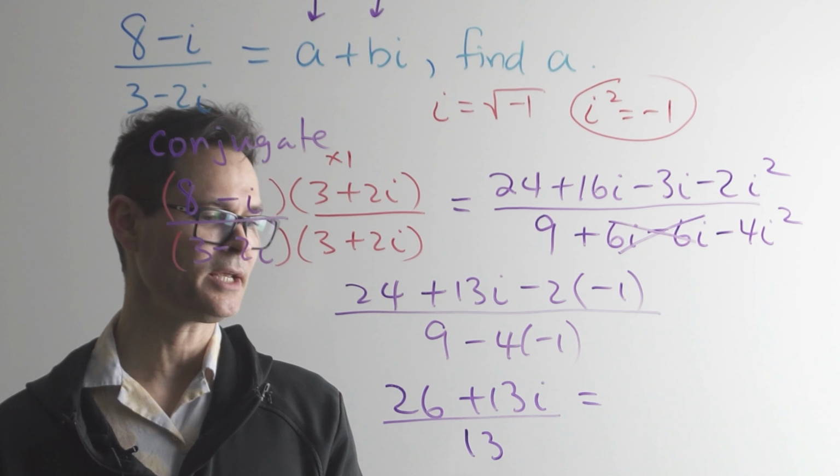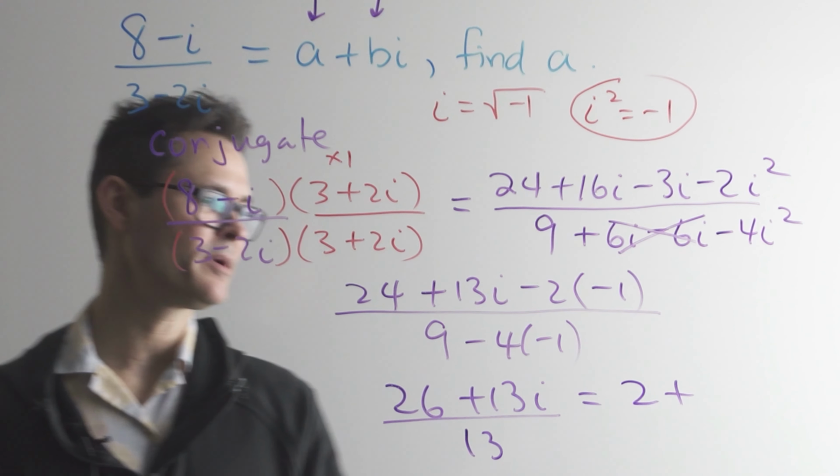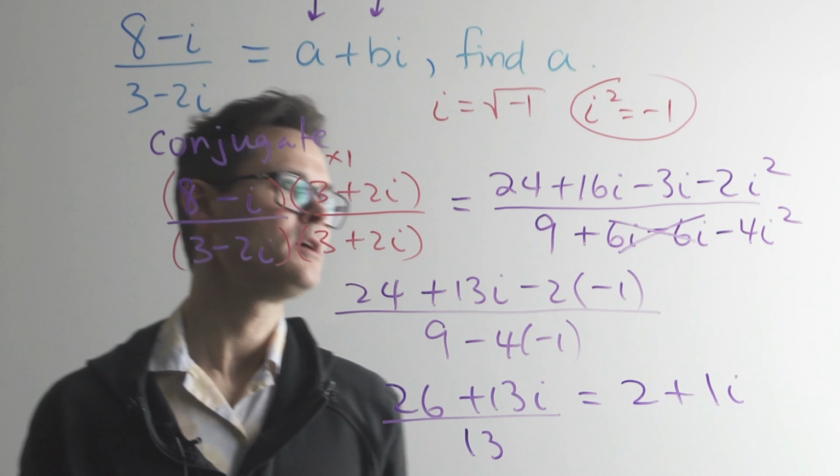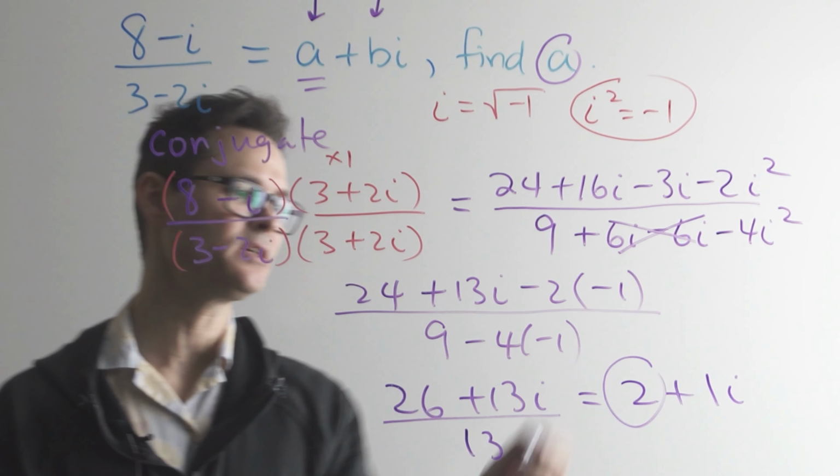It's a common denominator. So 26 divided by 13 is 2. 13 divided by 13 is 1i. And they wanted the a. The a was the real part, so the answer is 2.